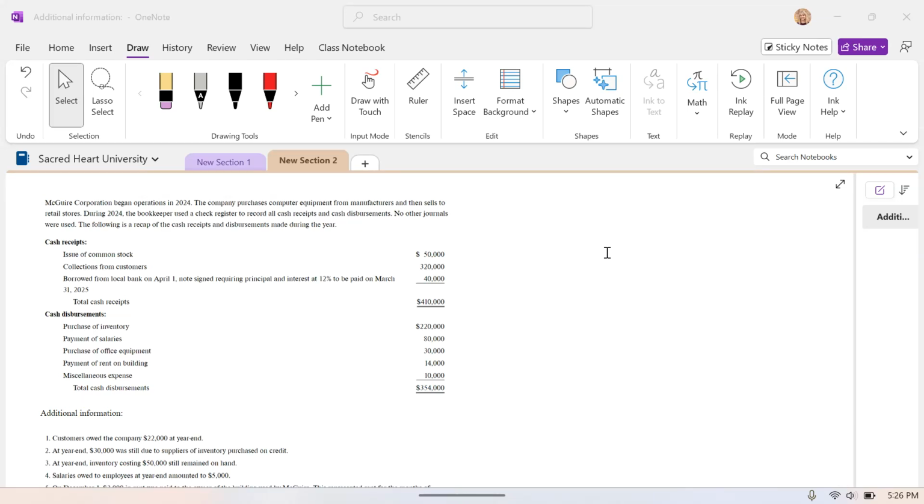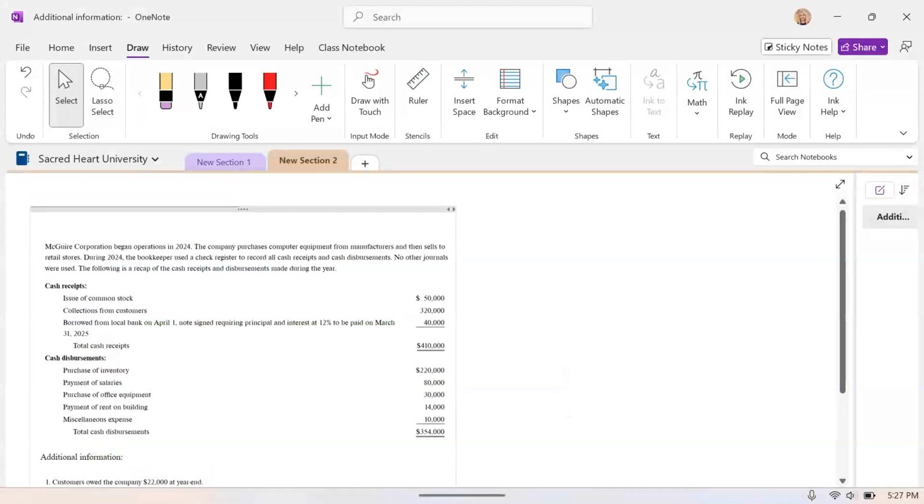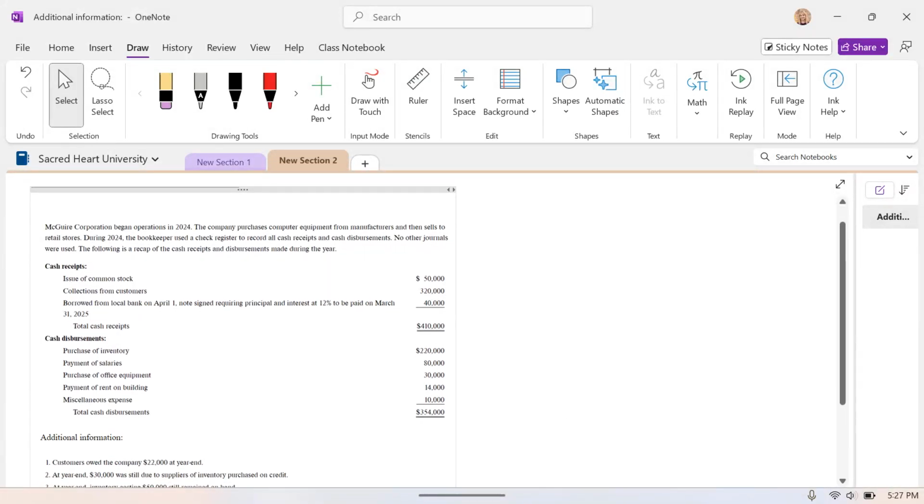In the class examples from Saturday, October 12th, example 3, we're given information on a cash basis and we're asked to convert it into the accrual basis and prepare an income statement and a balance sheet. Let's start with that income statement. First, we're going to need revenues.